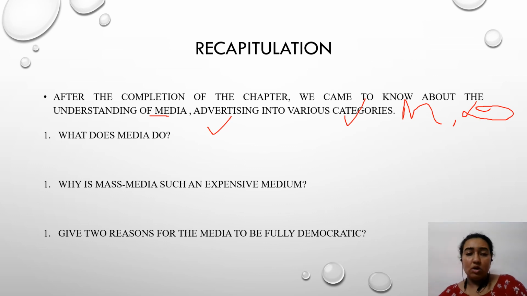What does media do? This is a very simple question and we have discussed it. Why is mass media such an expensive medium? I discussed this for a span of 10 minutes. So I want all of you to answer it thoroughly, giving good and valid points. And lastly, give 2 reasons for the media to be fully democratic. Support your answers by giving your points. Fine. Here I need supporting points only.